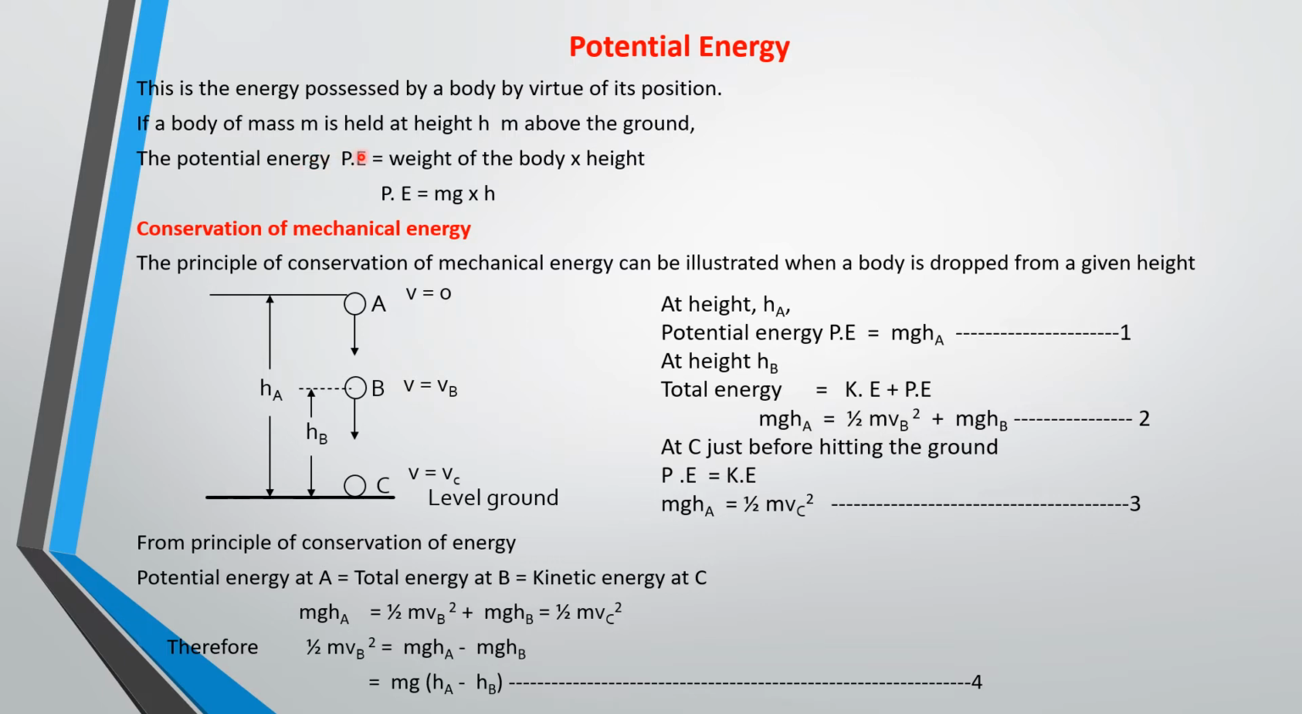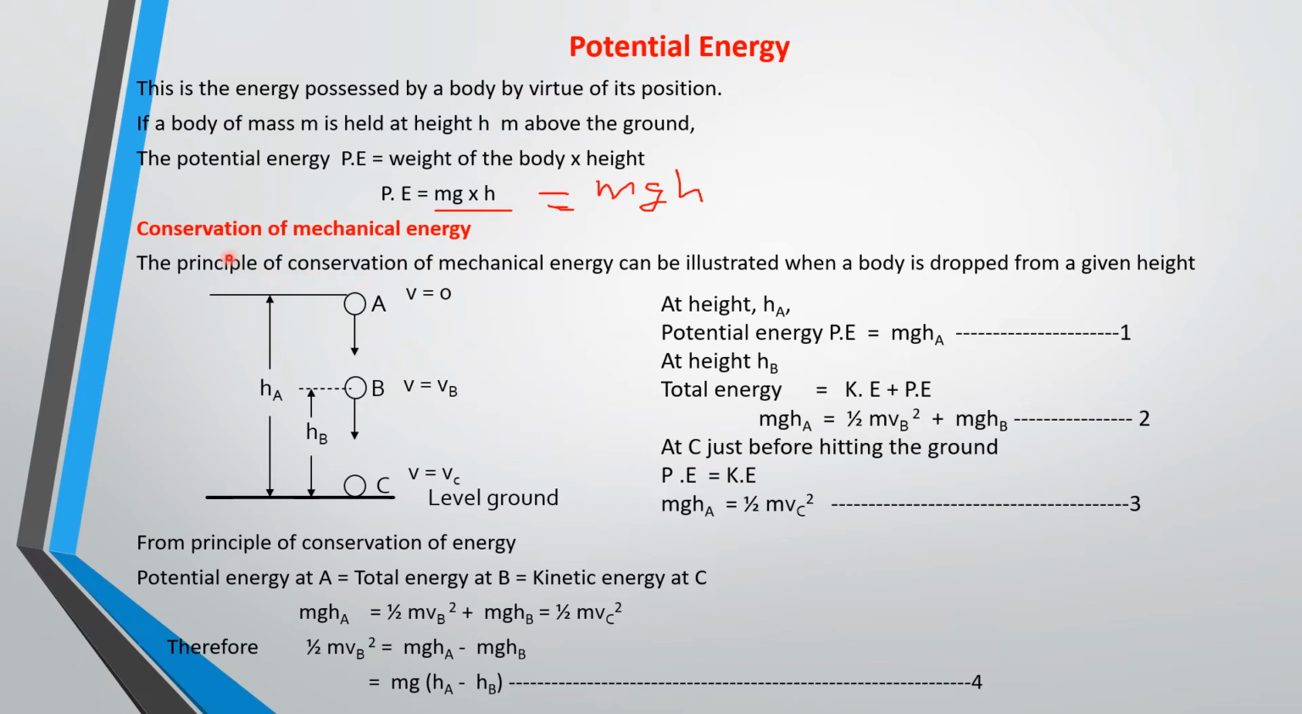So if a body of mass m is held at h meters above the ground, the potential energy possessed by the body will be equal to the weight of the body times the height. Okay, the weight of the body times the height, and weight is given by mass times acceleration due to gravity, times your height. So potential energy is equal to mgh.